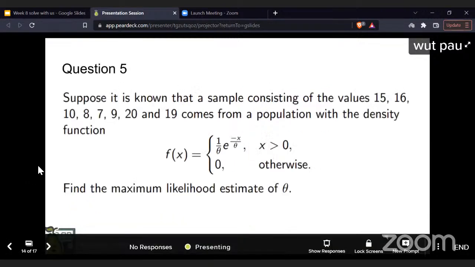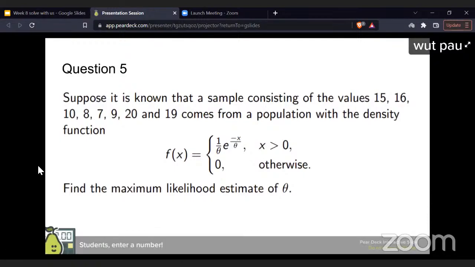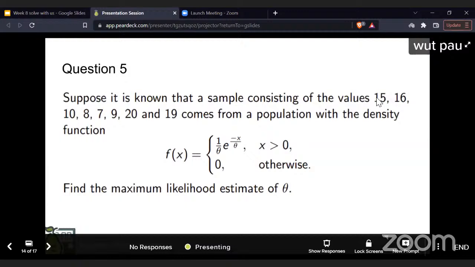Okay, ma'am. So the next problem is again from the maximum likelihood estimation. It says you have a sample that consists of the values 15, 16, 10, 8, 7, 9, 20, and 90. So overall, it is a sample of size 8 that is coming from a population that has the density e to the power minus x by theta divided by theta for x greater than 0. Otherwise, it is 0.